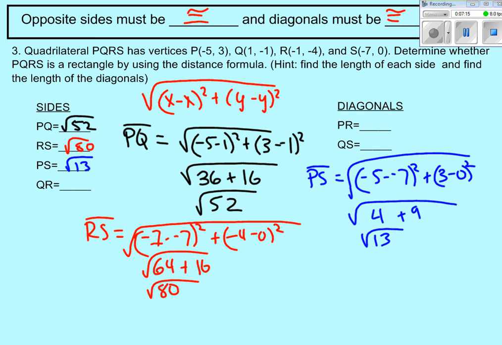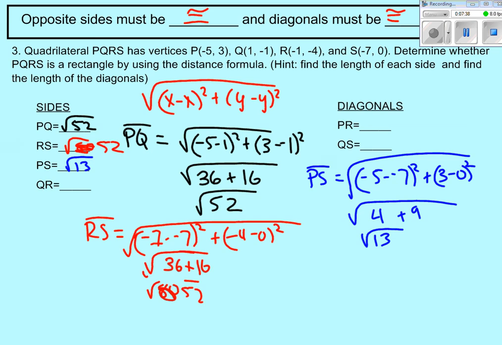Did I make a mistake somewhere? Ha, I did. This one back here should not be 8. This one back here should be 6. So that should be the square root of 36 plus 16, which is also going to be the square root of 52. So that should be the square root of 52. My apologies, my mistake.